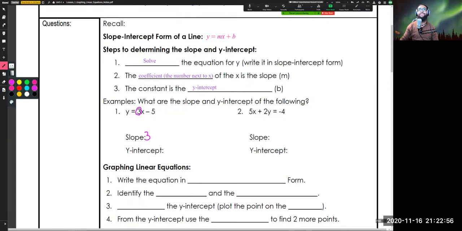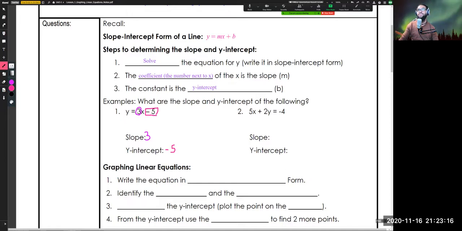And then my y-intercept is going to be the constant term. Now we do have a 5 here, but remember, we need to also bring this sign along with it, okay? That negative goes with that 5. So our y-intercept is going to be negative 5, all right?